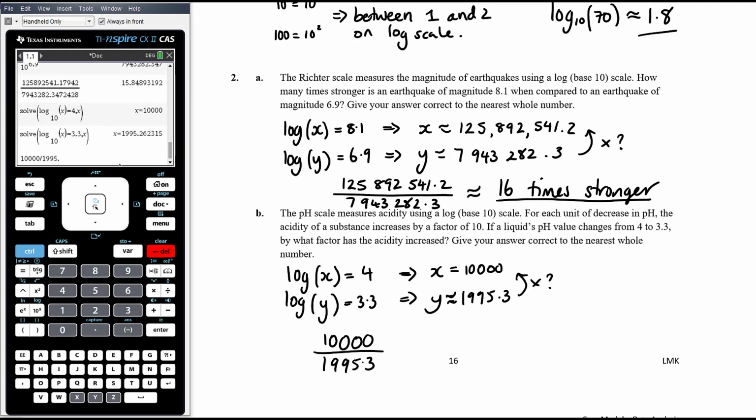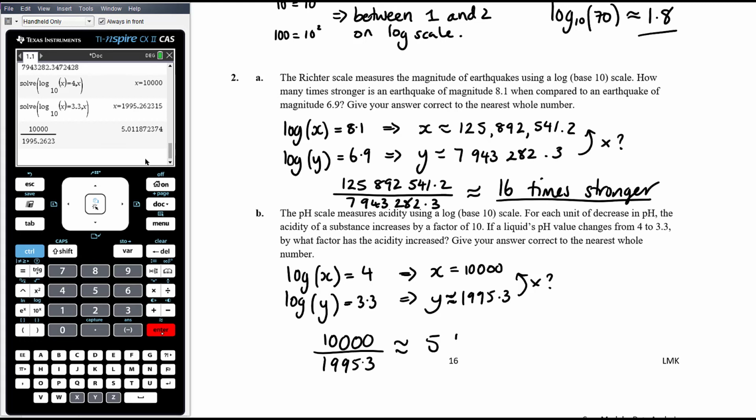I might just type a few more decimal places than that just to be sure. I'm just copying it from the line above, 2623. And so that's about 5 times more acidic as we drop from a pH of 4 to 3.3. The acidity is increasing not by 0.7 but by, it's 5 times more acidic.